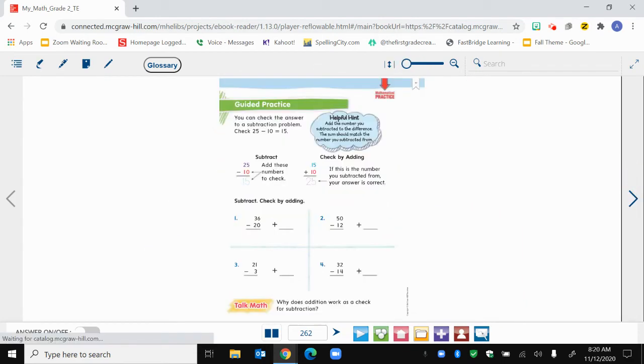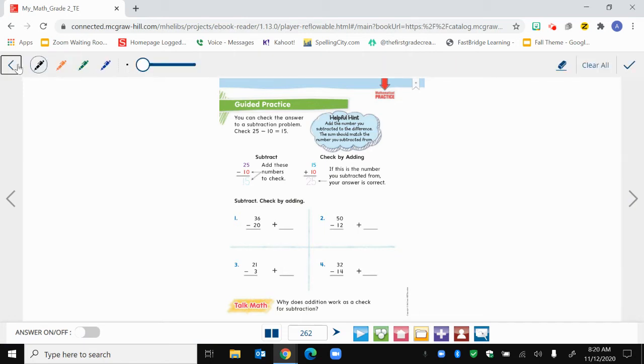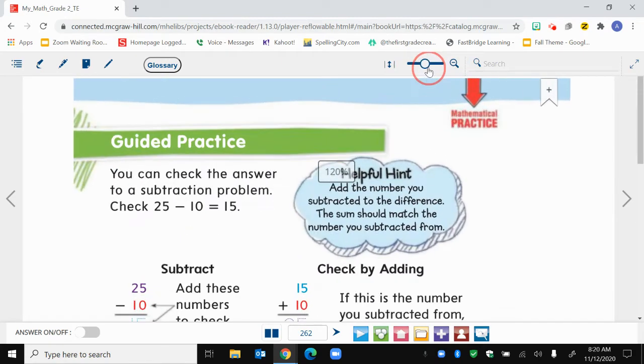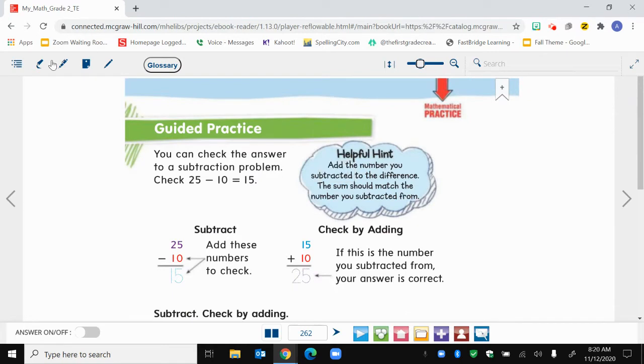All right, let's come here. I want to zoom in first. No, zoom in. There we go.